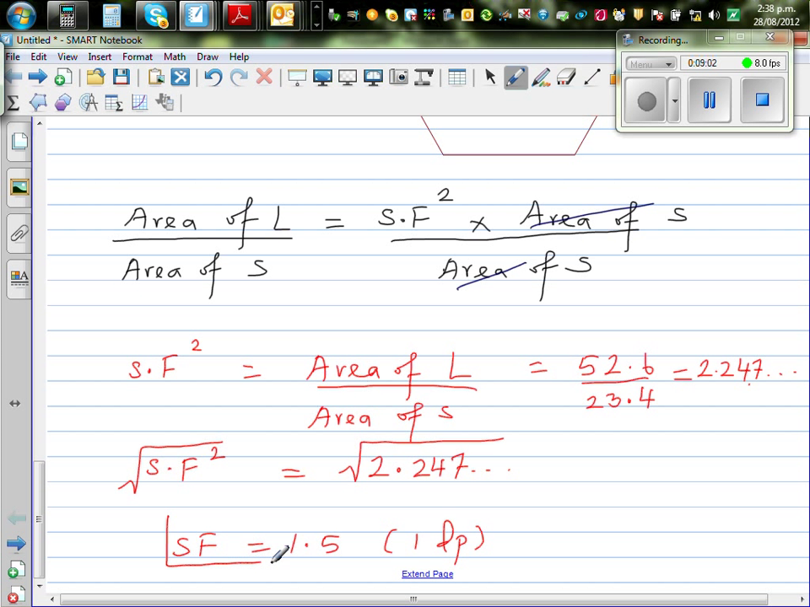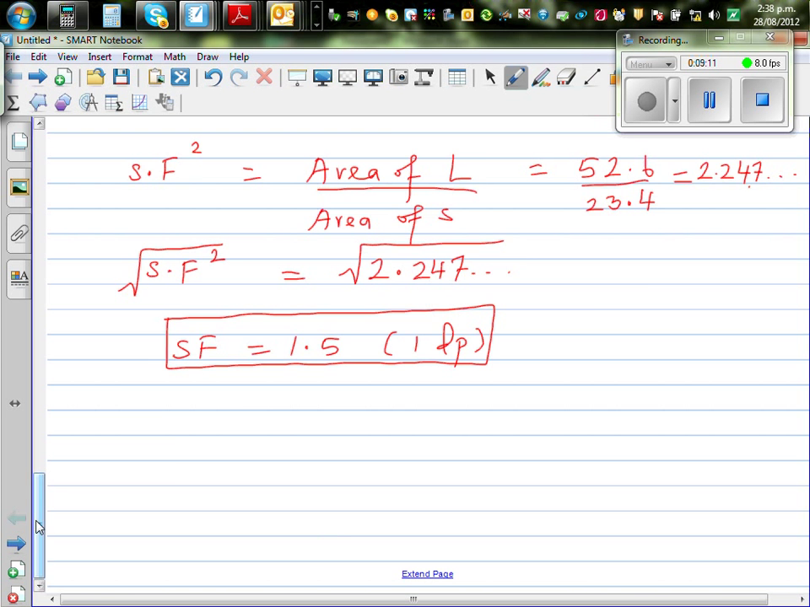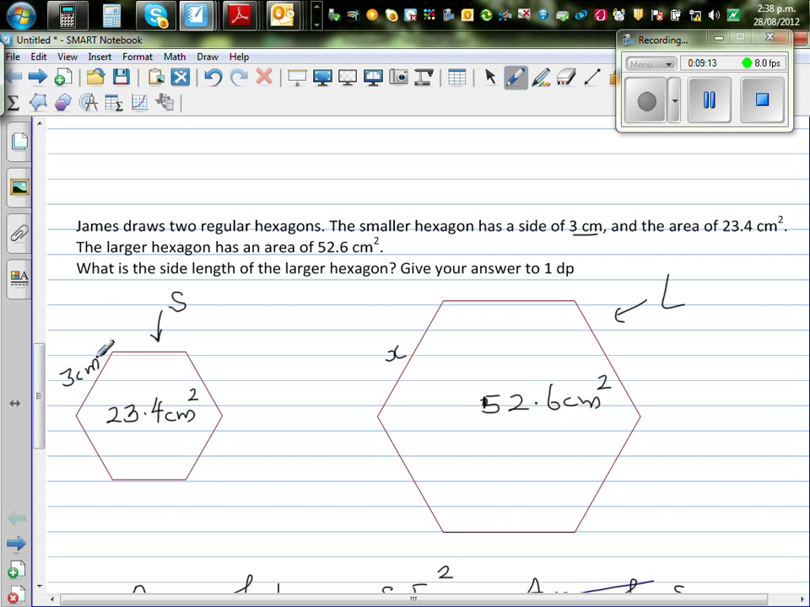In this video we talked about volume, then about area, and now we're coming to length. When you're talking about length, x, the larger one, would be the scale factor times 3, because this is increasing by the scale factor.